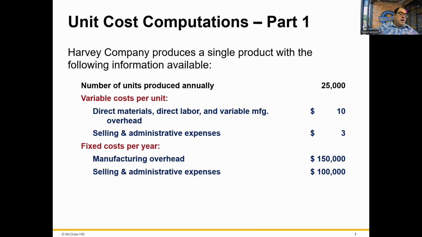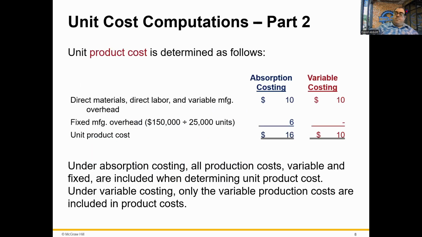So under absorption costing, it would be $16. Under variable costing, it would be $10. Remember that under absorption costing, all production costs, variable and fixed, are included when determining unit product cost. Under variable costing, only the variable production costs are included in the product costs.